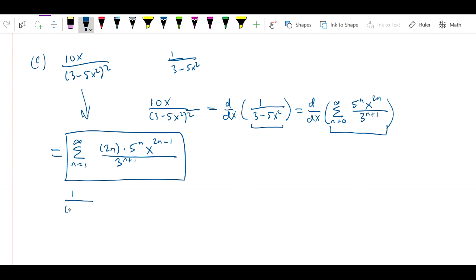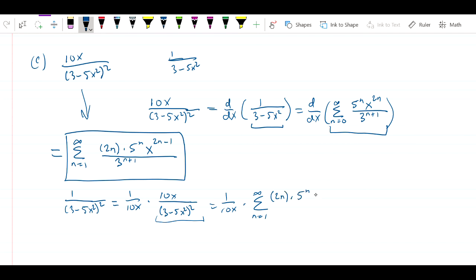And now for the next part of the problem, we want to find a series for 1 over 3 minus 5x squared, squared. So that's going to equal 1 over 10x times 10x over 3 minus 5x squared, squared. That's just simple algebra. And since we know that we have a series for that, that's going to be 1 over 10x times the sum from n equals 1 to infinity of 2n times 5 to the n x to the 2n minus 1 over 3 to the n plus 1.